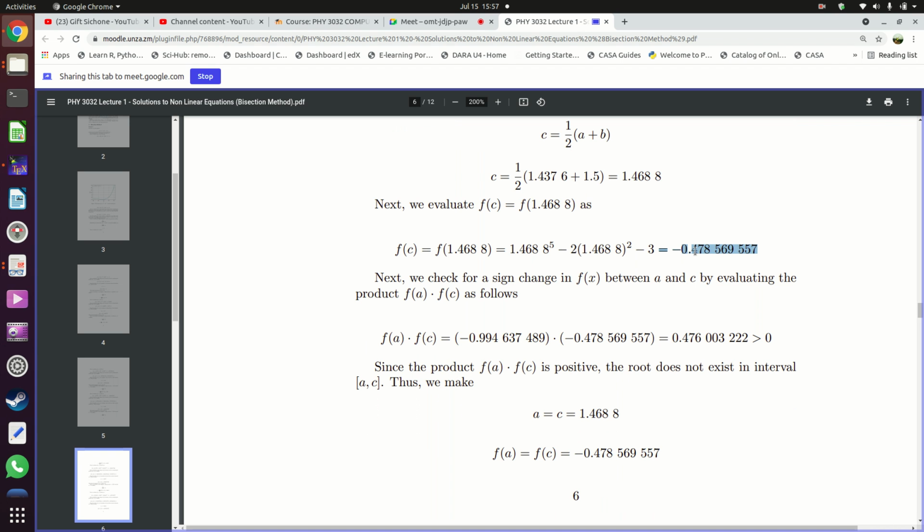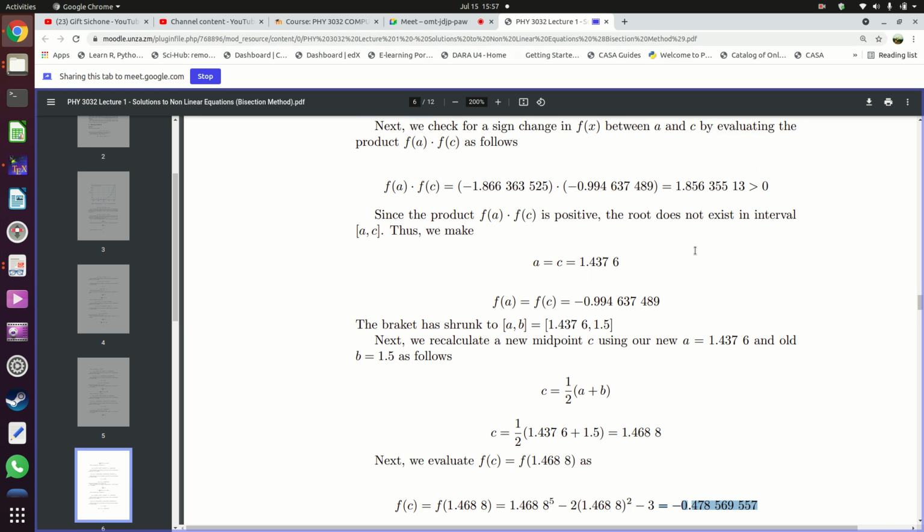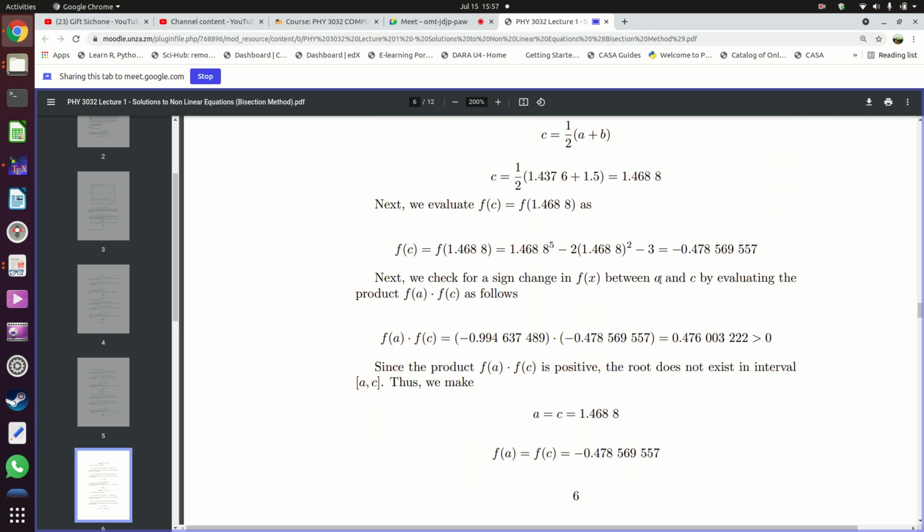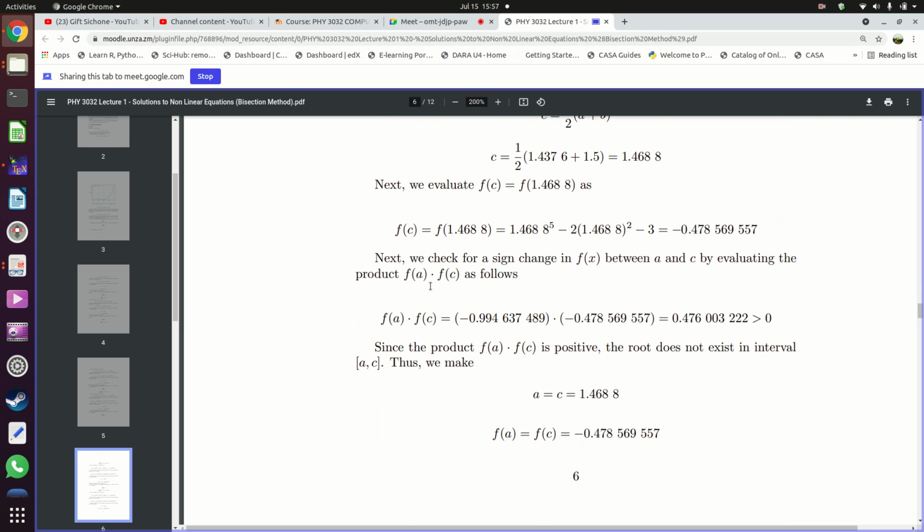If it has a negative value at the midpoint, and our a, in this case 1.4376, also has a negative value, this function has a negative value at a. We can check if our function between a and c has a solution by working out this product.